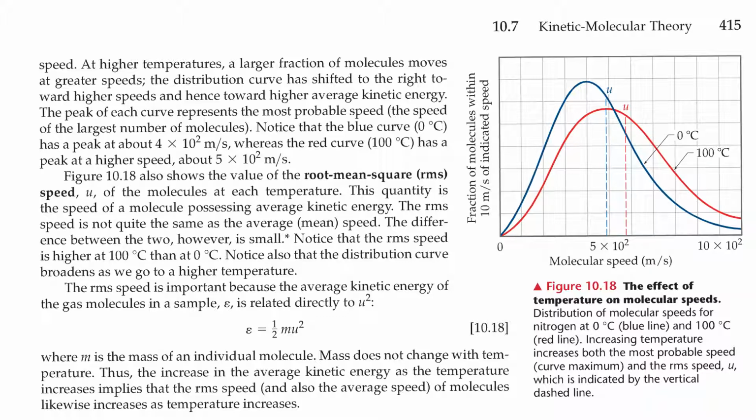The root mean square speed is important because the average kinetic energy of the gas molecules in a sample is related to the square of u. The mass of the individual molecule does not change with temperature. Thus, the increase in the average kinetic energy with temperature implies that the root mean square speed, and also the average speed of molecules, likewise increases as temperature increases. Figure 10.18. The effect of temperature on molecular speeds. Distribution of the molecular speeds for nitrogen at 0 Celsius, blue line, and 100 degrees Celsius, red line. Increasing temperature increases the most probable speed, the curve maximum, and the root mean square speed, u, which is indicated by the vertical dashed line.